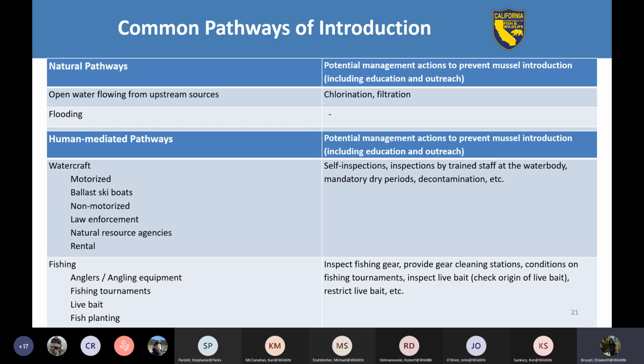And again, there are a number of potential management actions that you could consider, like requiring inspections for fishing gear, providing gear cleaning stations, putting conditions on the fishing tournaments that they monitor the people coming in, have restrictions on live bait, either inspecting it or have restrictions based on the origin of the live bait. All these can help mitigate the risk of introduction.